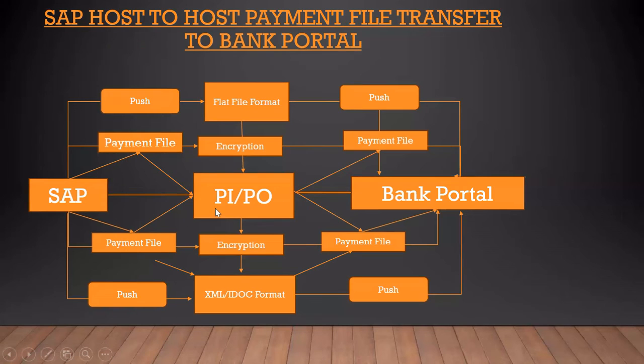After that, there is a tool called PIPO. It's an SAP tool which SAP has given to pick up this file from the folder, encrypt it and send it to the bank as required by the bank server. So this PIPO tool will send the data. It's like an intermediate. It will collect the data and send it. The SAP cannot send directly to the bank portal. The PIPO will send the data in whatever format is required, and it will encrypt it.